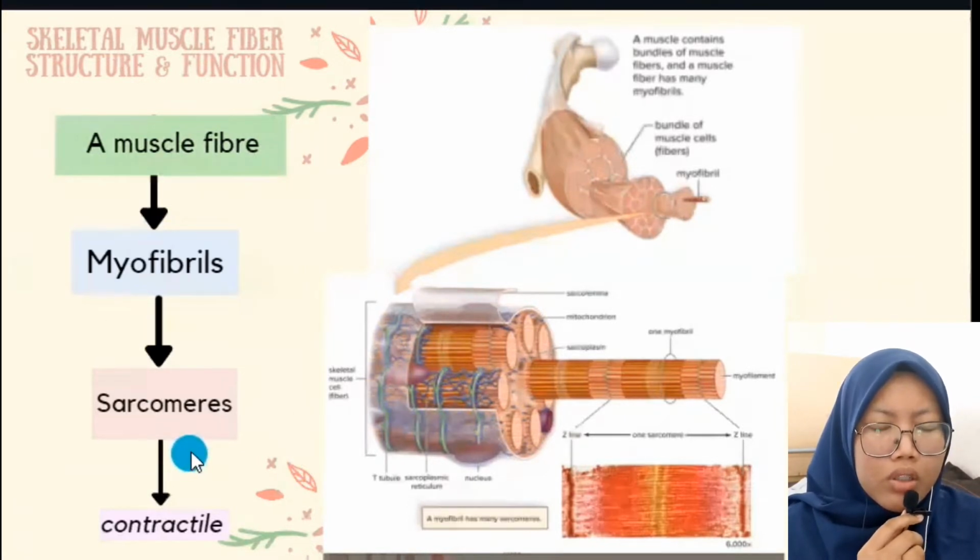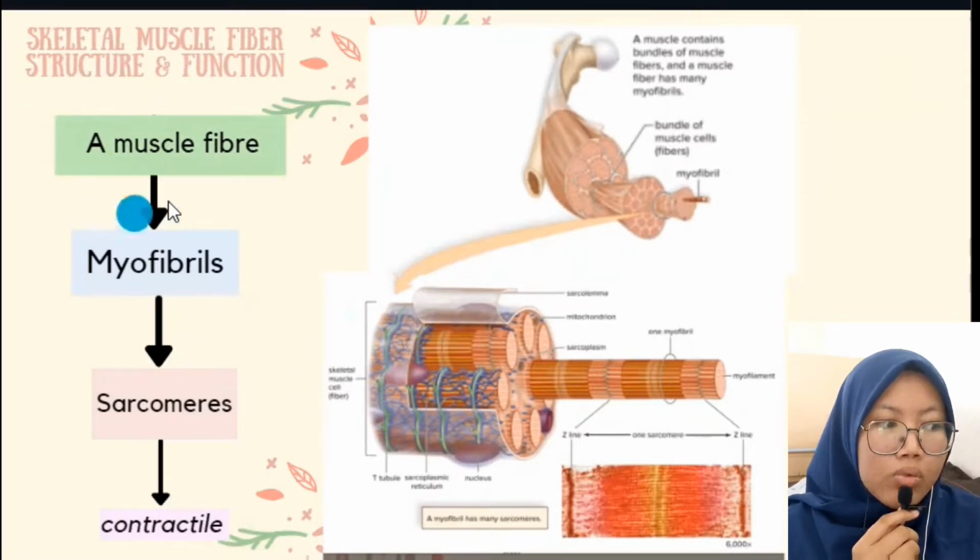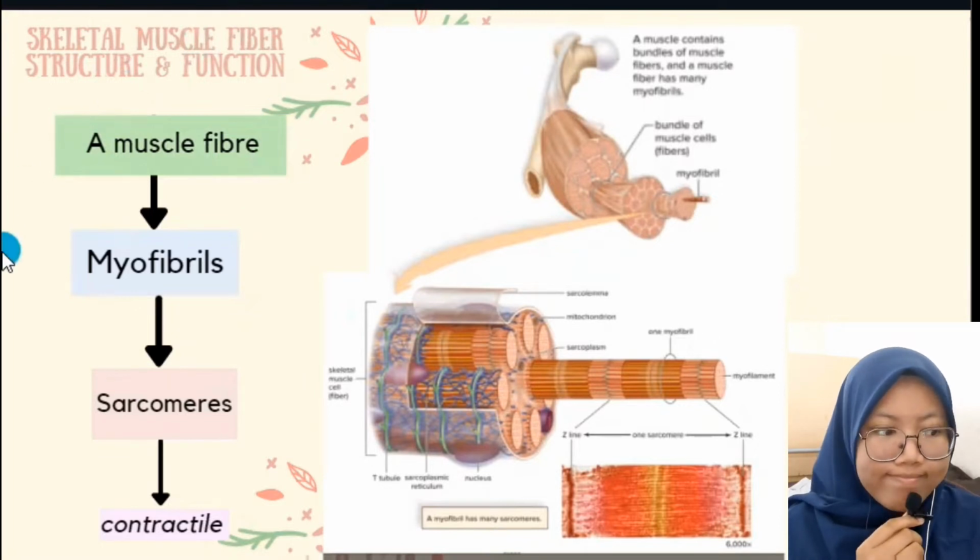In this slide, we can conclude the skeletal muscle fiber structure, from the muscle fiber, the tiniest cell in this structure, to the myofibrils, and then to the sarcomeres. Thousands of fibrils make up sarcomeres, and the sarcomeres will contract, and the contraction of muscle will occur.